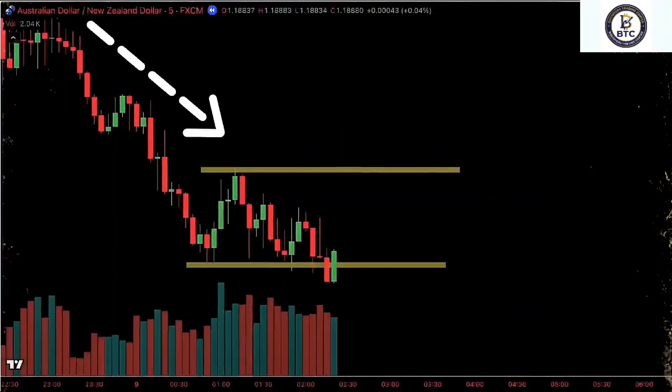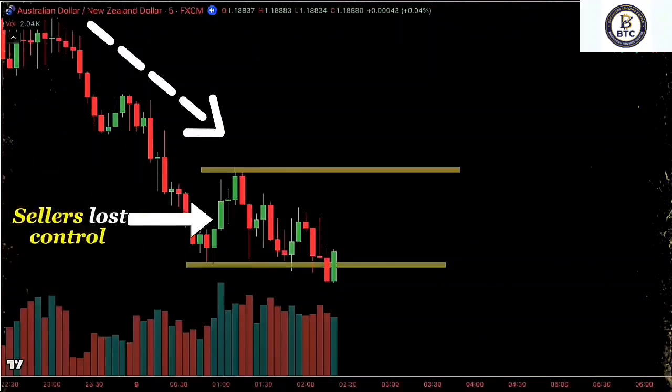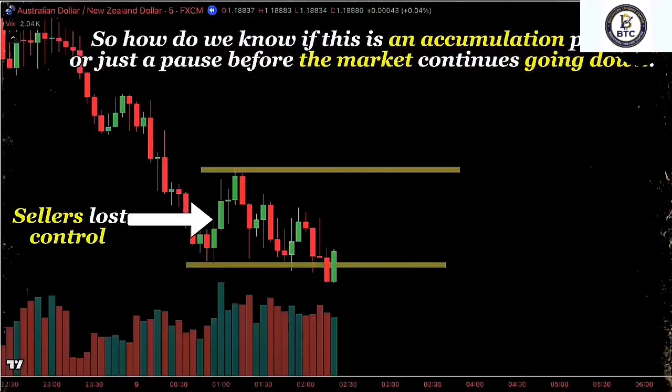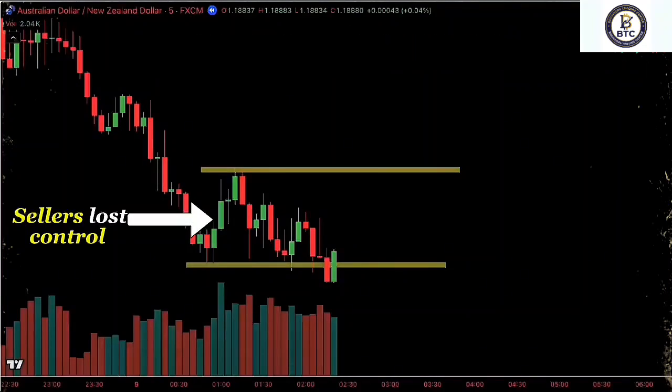The market was trending down, which indicates that sellers are in control, and then the market enters an accumulation phase. Here, sellers are no longer in control, as new participants enter the market, and there is equilibrium between buyers and sellers. So how do we know if this is an accumulation phase or just a pause before the market continues going down? We wait for what we call a spring.